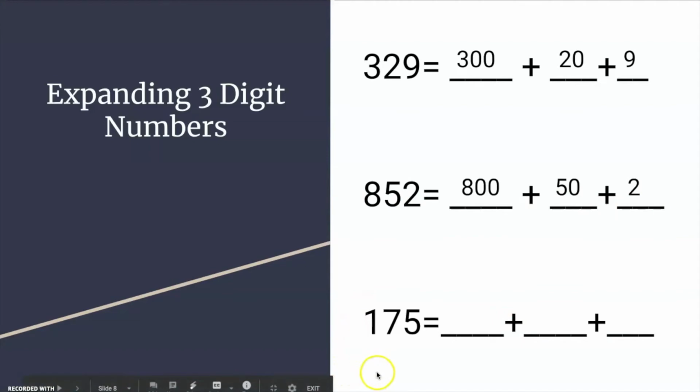All right, now for this last one, I see that there's a 100, or a 1 in the hundreds place. So I'm going to put a 100 here. A 7 in the tens place, so I'm going to put a 70 here. And a 5 in the ones place, so I put a 5 here, because we want our total to be 175. So that's 100 plus 70 plus 5.